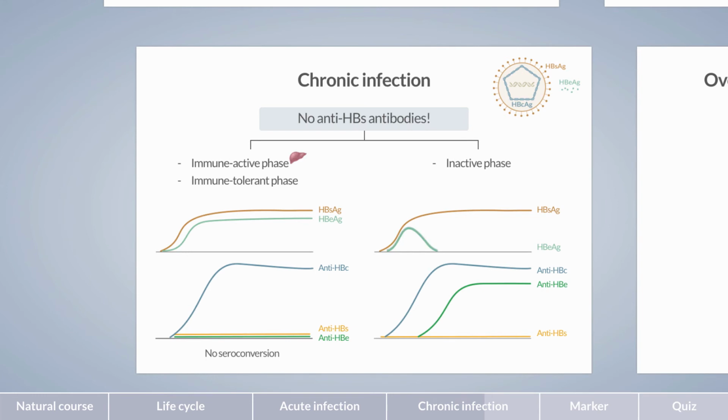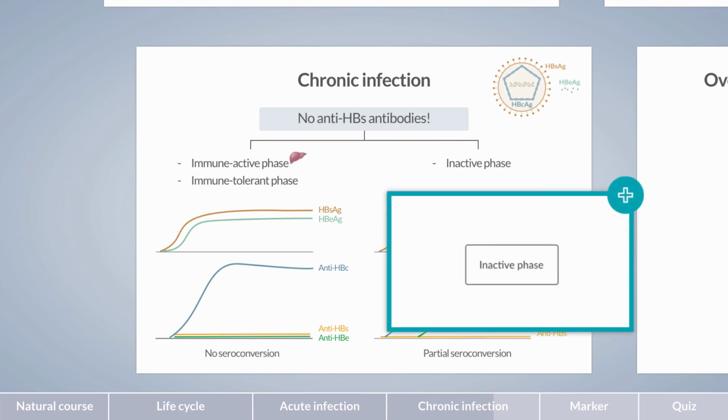Since only anti-HBe antibodies are produced but no anti-HBs antibodies, this is also referred to as partial seroconversion. Conversion to the inactive phase may occur spontaneously or be treatment-induced. Overall, the inactive phase is associated with a more favorable prognosis compared to patients with positive HBe antigen. However, the long-term outcome varies between individuals.